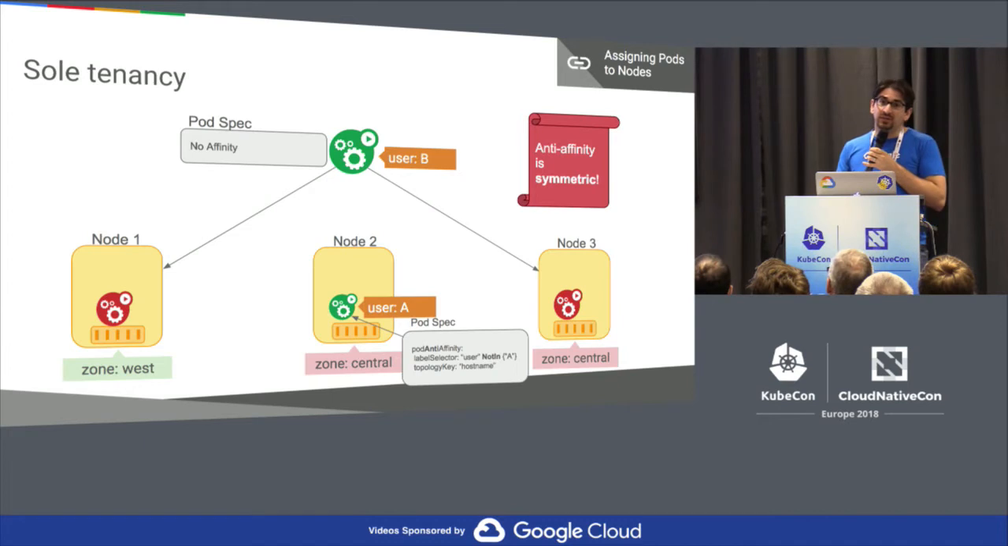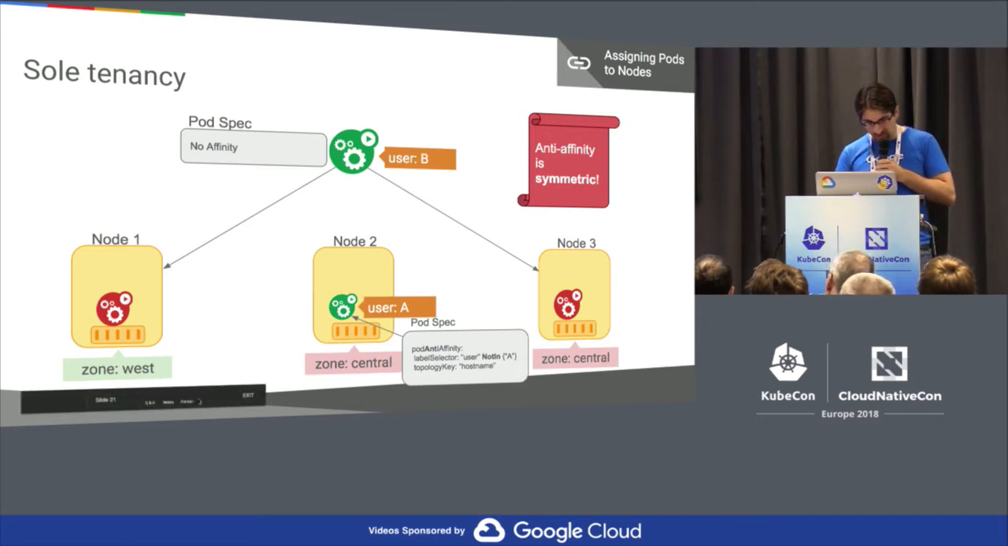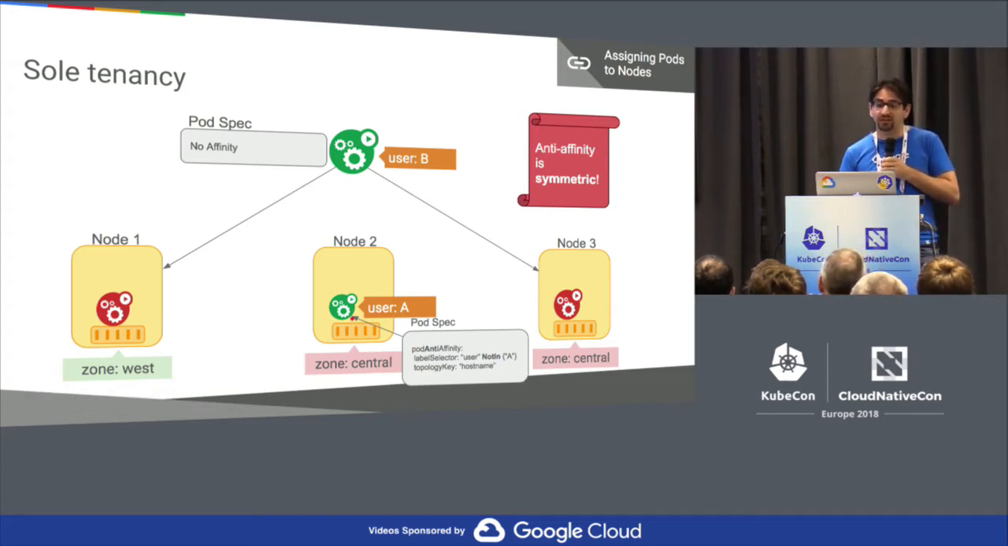The other important thing to note is that pod anti-affinity is symmetric, so a pod which is already scheduled on a node can affect the scheduling of other pods onto that node. So in this example, we have a pod running on node 2 with anti-affinity against any other pod that doesn't have user equals A. This is kind of double negatives, but the pod that is user A here is saying, I don't want any pods on this node with me unless they also have the label user equals A. So this user B pod with no affinity spec at all cannot be scheduled on node 2.